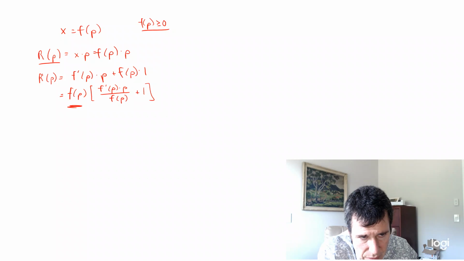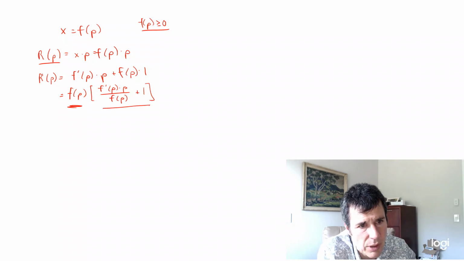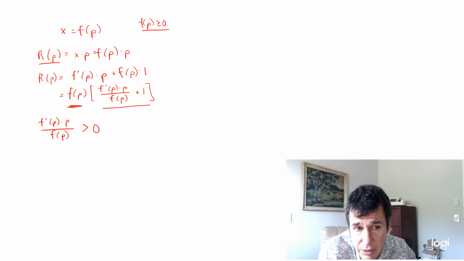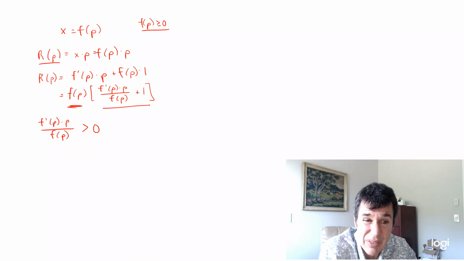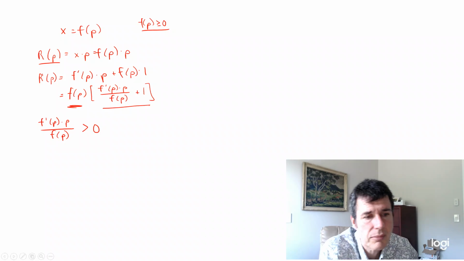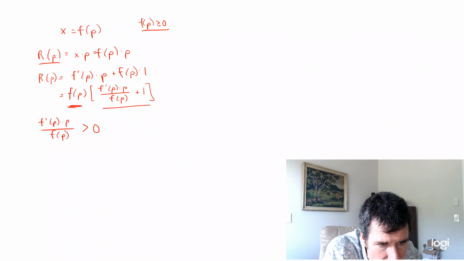So if we're worried about the sign of R prime of P, this first term is always positive, so we're left with the second term, right? So we're interested in whether or not F prime of P times P over F of P plus 1 is bigger than 0, or less than 0 or equal to 0. If it's bigger than 0, then increasing prices is going to increase revenues. If it's less than 0, increasing prices is going to decrease revenue. If it's equal to 0, then increasing prices does nothing to revenue.